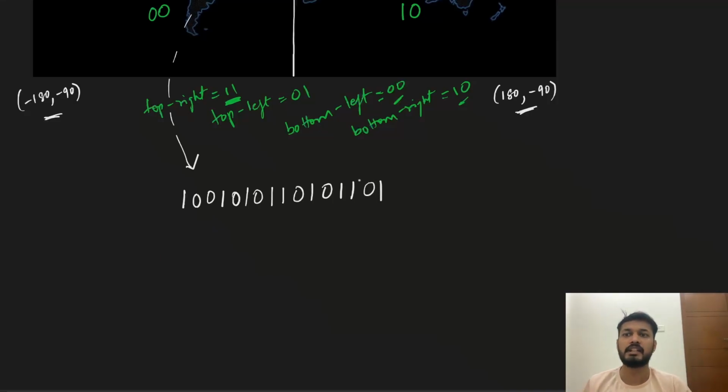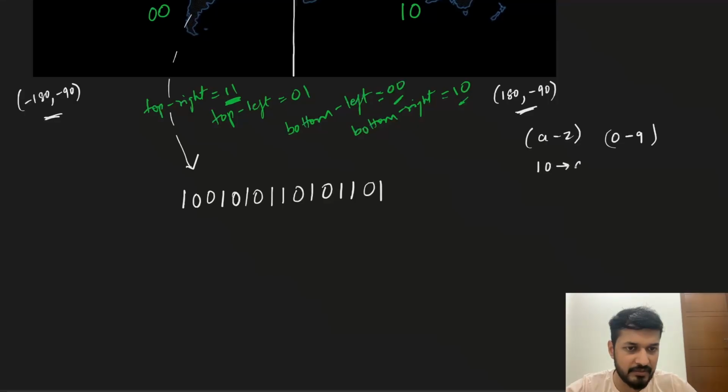10010110111011101. Now since our geohash should comprise of letters and numbers, let's convert this binary geohash to alphanumeric. Here the numbers we will use from 0 to 9 and alphabets from A to Z. So for 10, just like in hexadecimal, we'll use A. For 11 we'll use B, for 12 we'll use C, for 13 we'll use D, for 14 we'll use E, and so on.